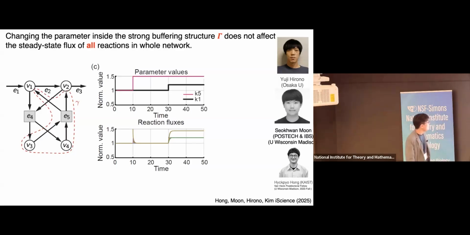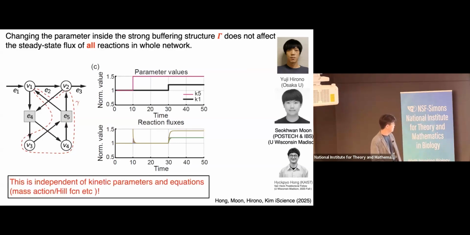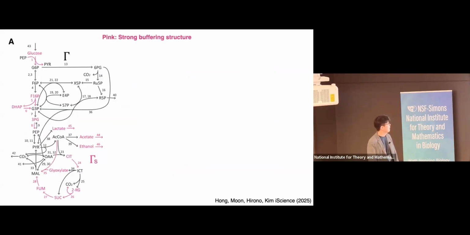So, please note that this is independent of the kinetic parameters or the equation we use to describe this network. If we use this concept, here all the pink color is the strong buffering structure, which satisfies the condition. So then we can predict that if we perturb the inside of this pink, then nothing will happen. But if we perturb the black, then something happens.